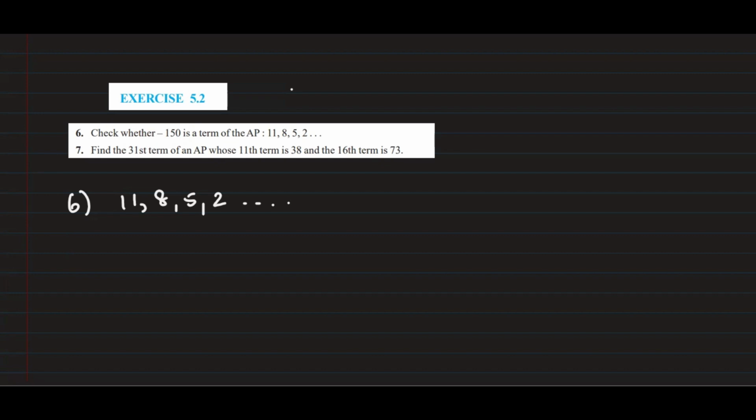If the value of n is a positive integer, then we say that negative 150 is a term of the series. But if we get a fractional number, then we will say that negative 150 does not belong to this AP series. Fine. Now let's write what is given.